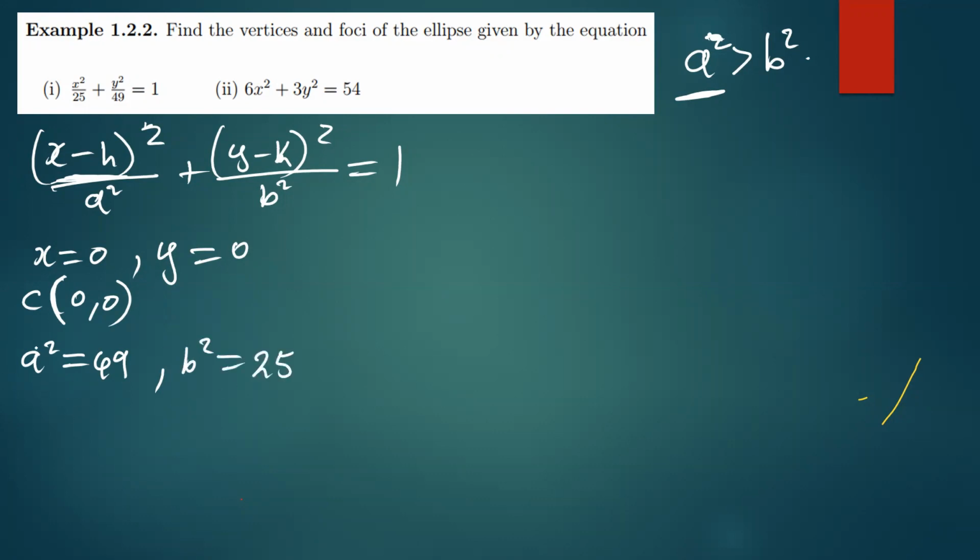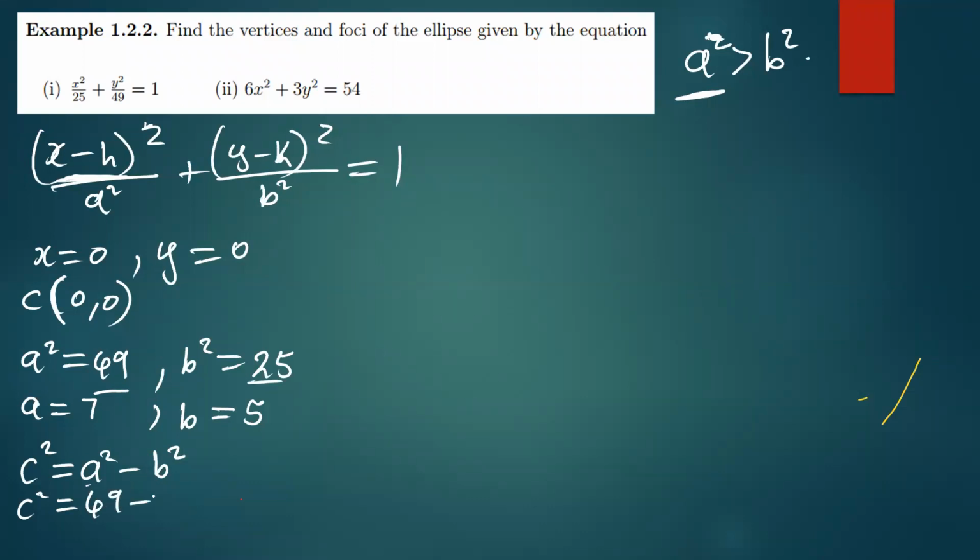So to find the value of A, you just need to square root both sides. So when you find the square root of 49, you get 7. When you find the square root of 25, you get your B as 5. All right. So after finding this, you can now find C. So to find C, C squared is given by A squared minus B squared. So to find the value of C, we say C squared is equal to, our A squared is 49, our B squared is 25. So you have to subtract 49 minus 25.